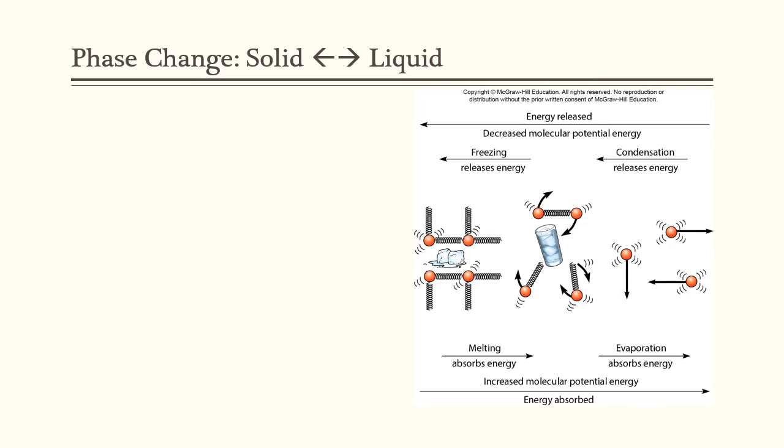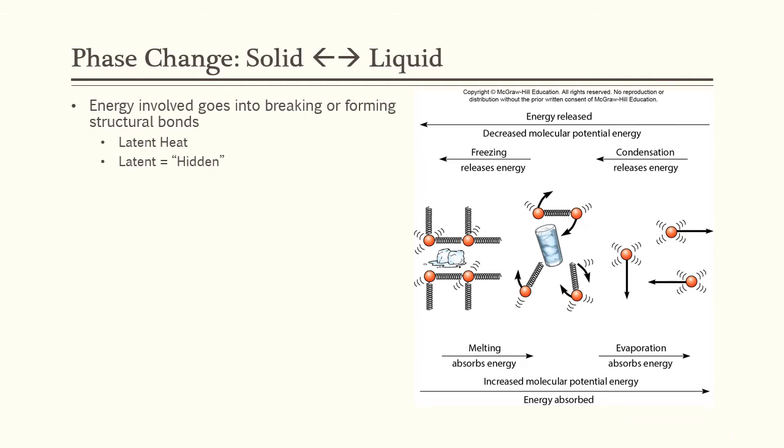All right, so let's talk about phase change. What happens when you go from a solid to a liquid, or the same idea, liquid to a solid, backwards? I'm going to refer to this diagram on the side here. Let's go through the bullets. First, the energy involved in a phase change goes into either breaking or forming bonds. And we call this the latent heat. And latent is a word that means hidden. It comes from, I believe, Latin. Latent heat is hidden heat. And that's a very appropriate name for latent heat.